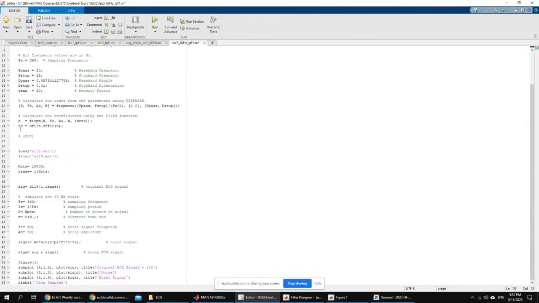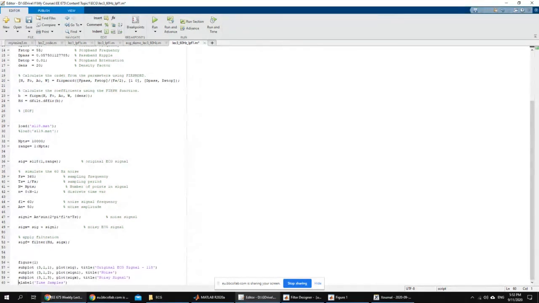So basically, it already computed the filter here in HD. I'm going to compute the simulated signal here, and then I'm going to apply the filtration here. Okay, I'm going to say sig f, the filtered signal, will be equal to filter of HD and sig x, the same thing that we did before.